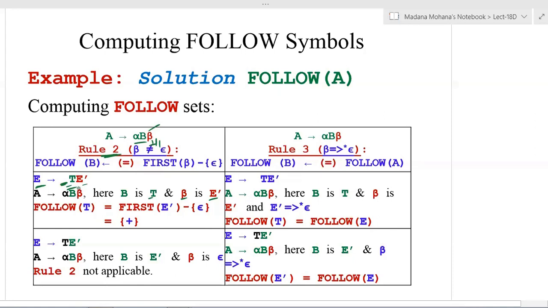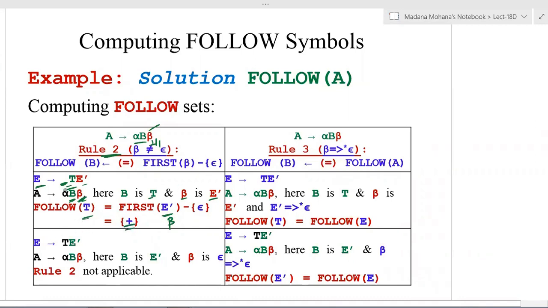So as per rule 2, what do you have to do? Here beta is not equal to null. So after the variable B, beta is there. You can find the first of beta, and the first of beta other than null you can add to follow of B. Therefore, follow of B means here T. Follow of T equal to first of E dash, where E dash is beta, so first of E dash minus null. In the previous table, we know first of E dash equal to plus, null. Other than null, you can add to this set. Therefore, follow of T equal to plus.